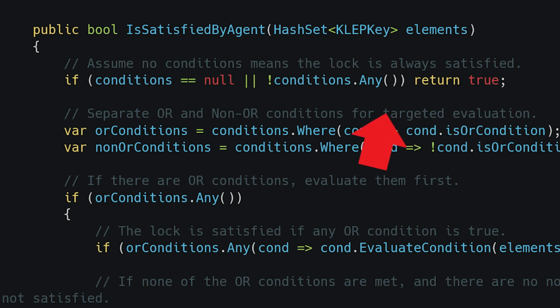2. Separation of conditions. This function categorizes the conditions into two groups based on whether they are marked as is or condition. Or conditions, conditions where is or condition is true. These conditions allow the lock to be satisfied if any one of them is true. Non-or conditions, conditions where is or condition is false, require all conditions to be true for the lock to be satisfied.